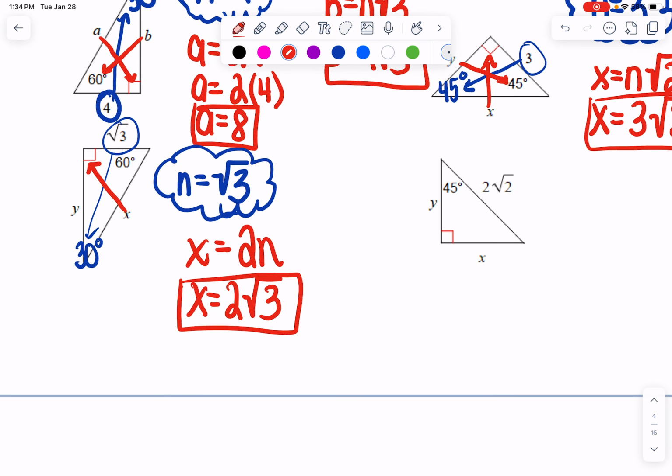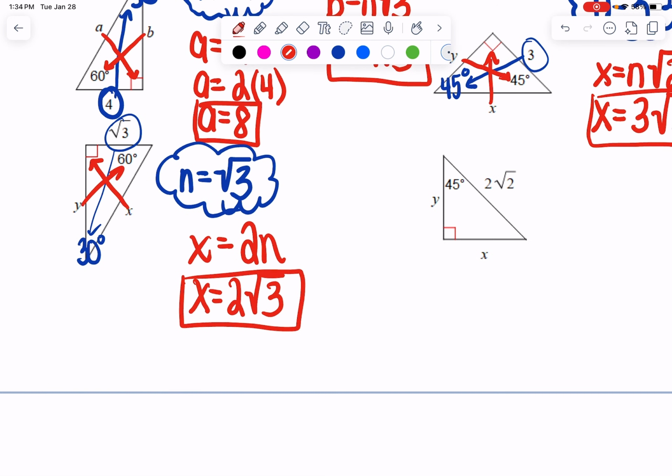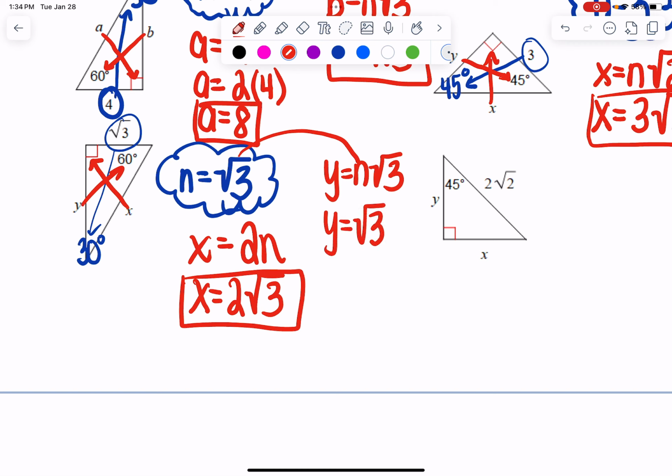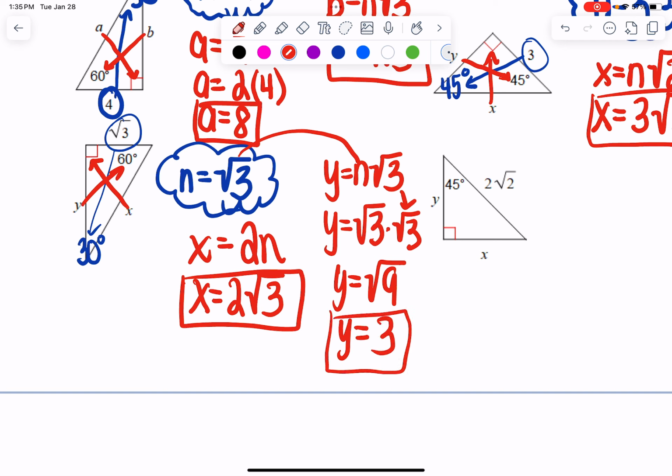Be careful with 60. So across from 60 is y. That means y is equal to n root 3. What I'm going to do is take that root 3 and plug it in there. So I'm going to get y equals root 3 times, you need to carry this down, another root 3. Then root 3 times root 3 is the square root of 9. And so I'm just taking the square root of 9, that's just 3. And that's y.